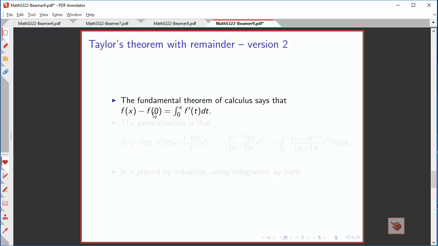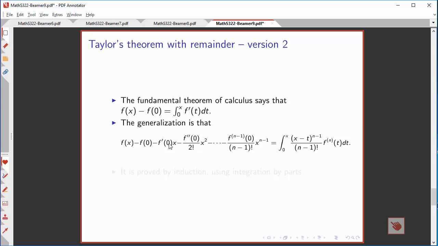In other words, f of x minus f of 0 is the average value of the derivative on the interval from 0 to x times x. Let's generalize that. Let's take f of x and subtract off lots and lots of terms of the Taylor series. Then it's possible to prove that you can express that in terms of the nth derivative evaluated at points t in between 0 and x. You multiply by a suitable function and integrate.